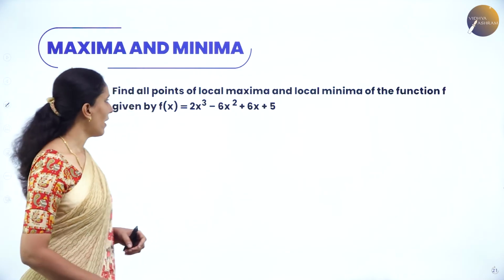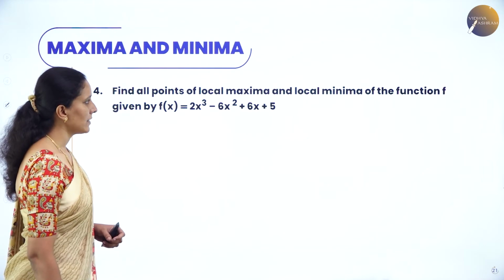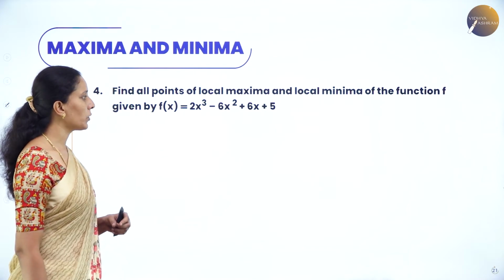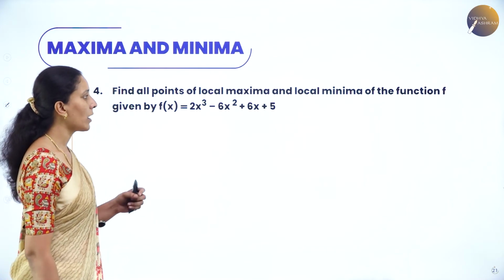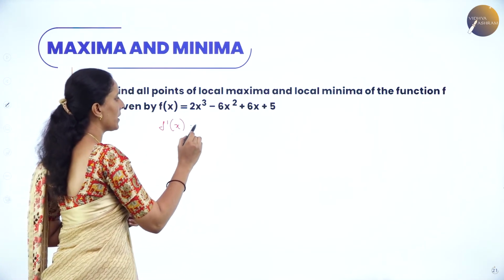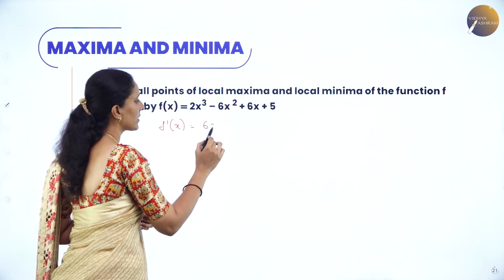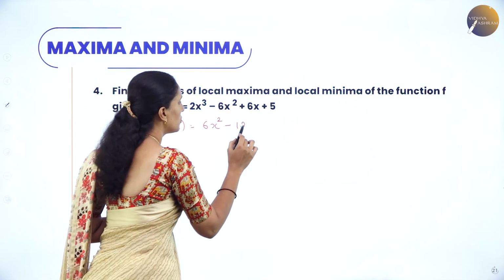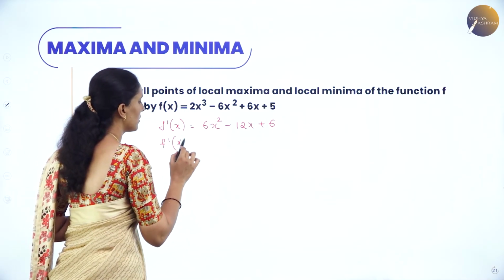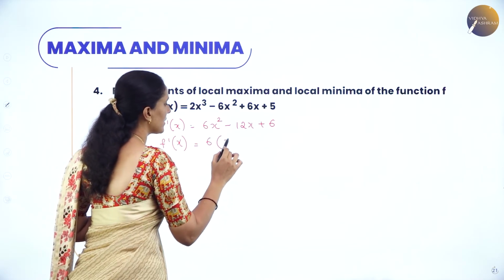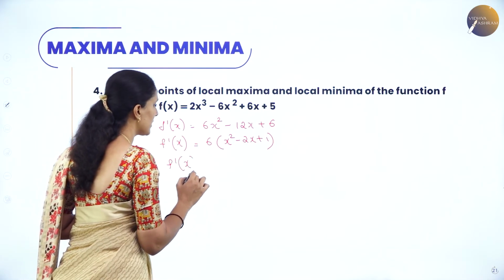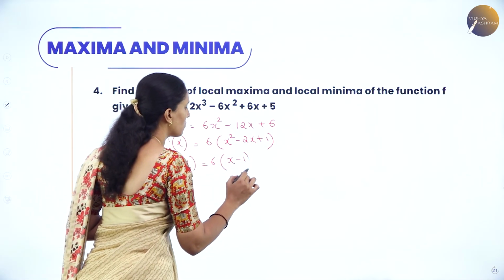So next question we have: find all points of local maxima and local minima of the function f given by f of x equal to 2x cube minus 6x square plus 6x plus 5. So let's take f dash of x. f dash of x becomes 3 twos are 6x square minus 12x plus 6. If you take 6 as a common factor, it is x square minus 2x plus 1, and f dash of x is 6 into x minus 1 whole square.